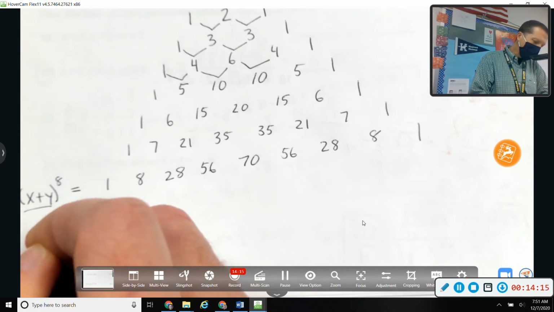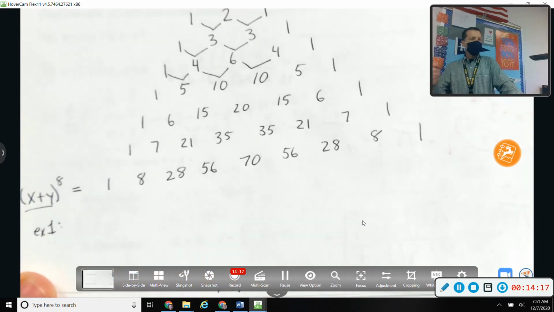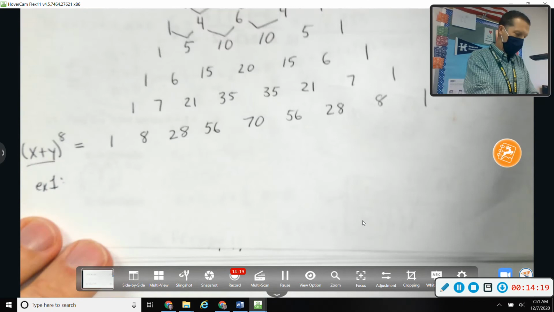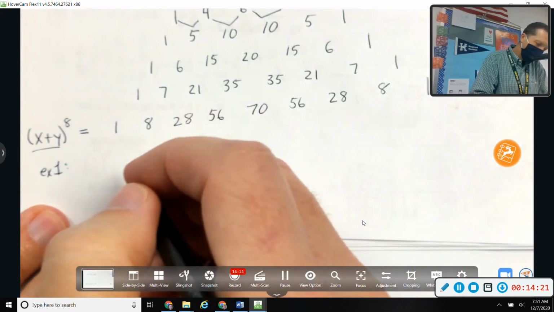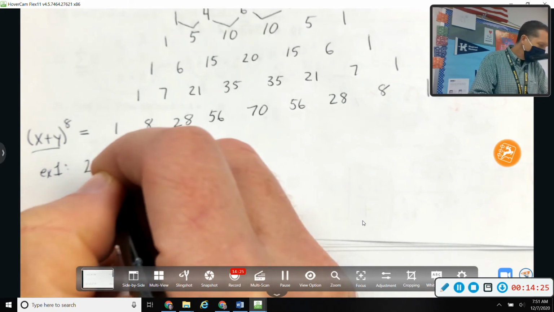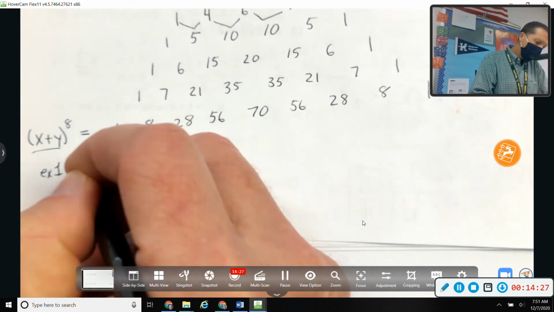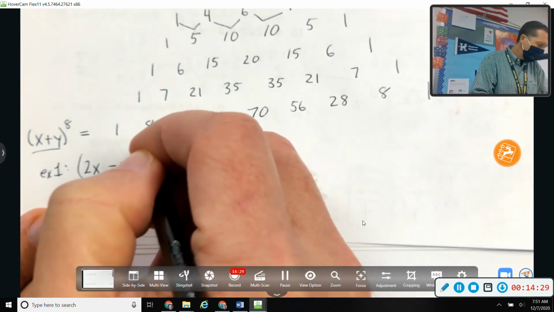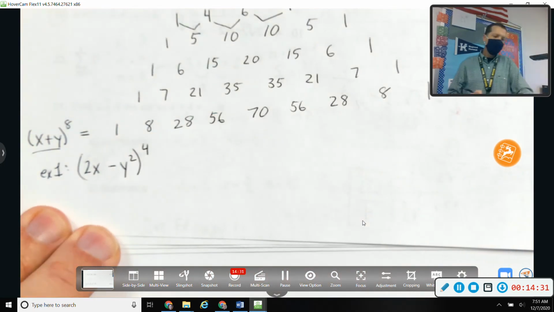Let's do one example in notes and then we'll do 2 off the worksheet together. In fact, let's jump in with a little bit harder example. Let's do (2x minus y) squared, all to the 4th.